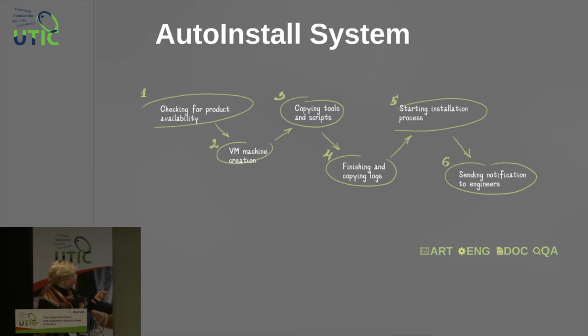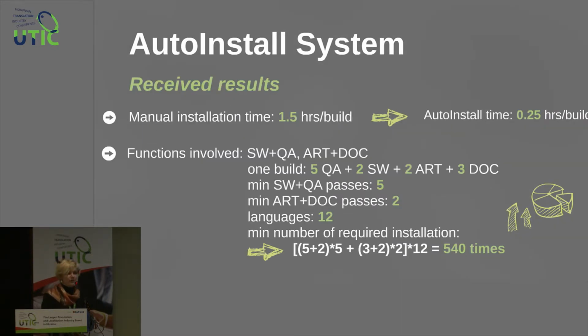Then we make a copy of files and make copies of logs, and then we have the process of installation, and there is also the process of making a report, and this process depends on the result, whether it was successful or not. What are the results? Again, the same project, which in total has 2,000 hours. If we are doing all the work manually, that would take us 1.5 hours manually. And in terms of auto installation, we need only 15 minutes for doing the task.